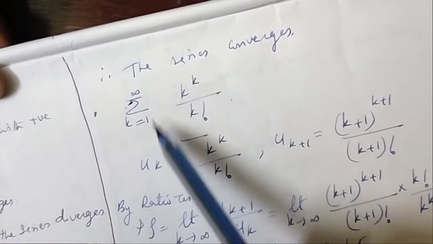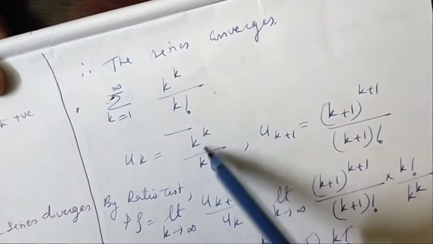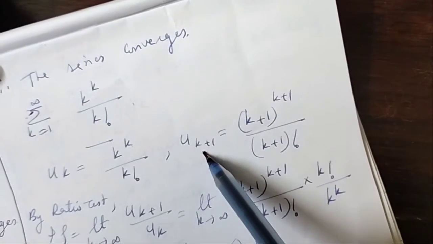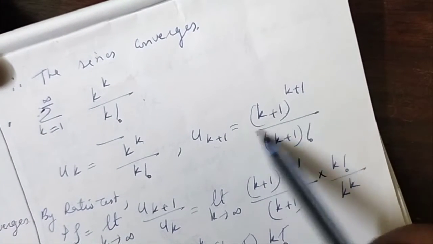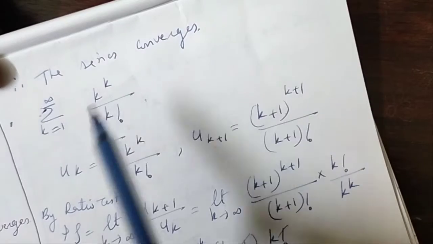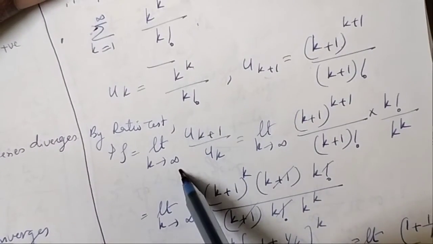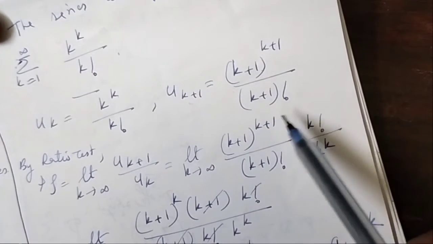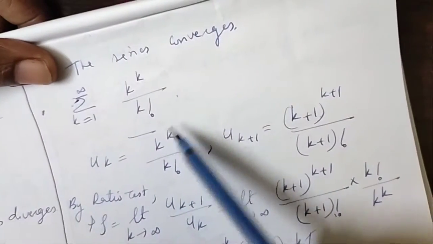Next one, sigma k from 1 to infinity k raised to k by k factorial. So here also uk is k raised to k by k factorial. So what is uk plus 1? So we have to replace k plus 1 in the place of k. So it is k plus 1 the whole raised to k plus 1 divided by k plus 1 factorial. So by ratio test, what is rho? It is limit k tends to infinity uk plus 1 by uk. That is limit k tends to infinity k plus 1 the whole raised to k plus 1 by k plus 1 factorial divided by this one, k raised to k by k factorial.